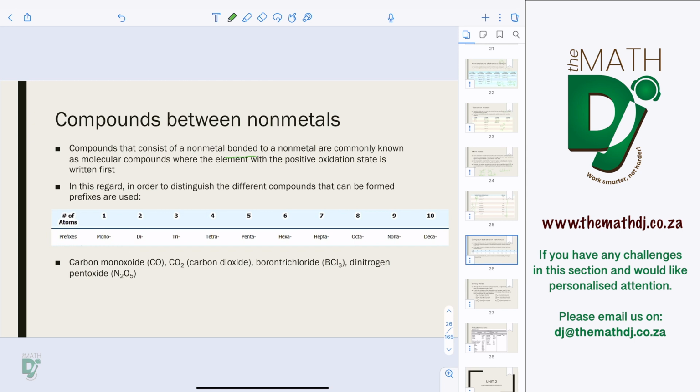So for example, if it's carbon monoxide, it means it's 1 oxygen. So it's mono for 1 oxygen. Then carbon dioxide, it's carbon but with 2 oxygen. Then there's boron trichloride, which means it's boron with 3 chlorides. Then dinitrogen pentoxide is 2 nitrogen and 5 oxygen. So these are some of the naming that is done for compounds between non-metals. So let's move on.